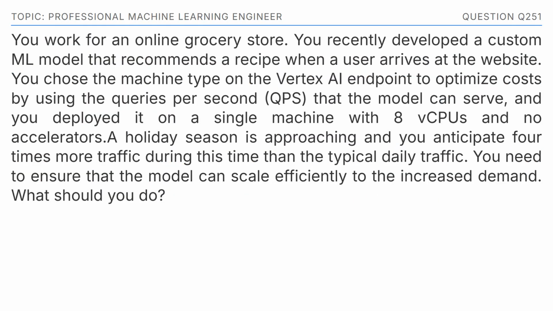You work for an online grocery store. You recently developed a custom ML model that recommends a recipe when a user arrives at the website. You chose the machine type on the Vertex AI endpoint to optimize costs by using the queries per second (QPS) that the model can serve, and you deployed it on a single machine with 8 vCPUs and no accelerators. A holiday season is approaching and you anticipate 4 times more traffic during this time than the typical daily traffic. You need to ensure that the model can scale efficiently to the increased demand. What should you do?